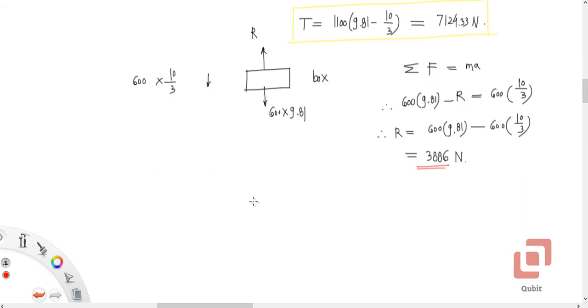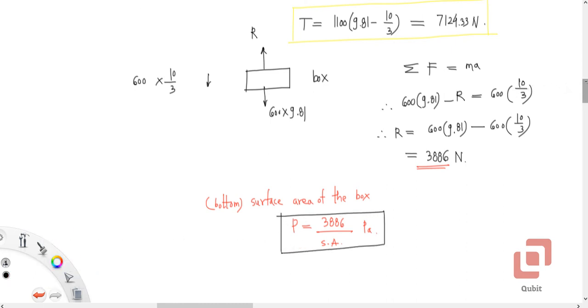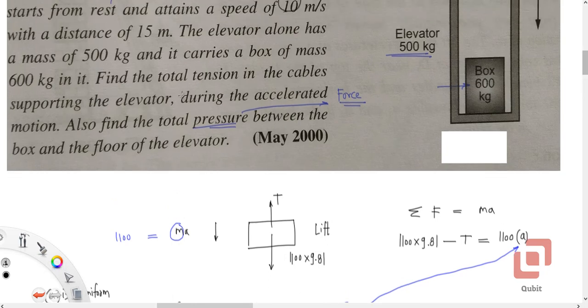And had we known the surface area of the box, I would say the bottom cross-sectional area, then we would have said that the pressure would be 3886 divided by the surface area, in pascals, because pressure is always measured in pascals. Let's check if we want to find anything else. Find the total tension, which we did. Find the total pressure, which we did.